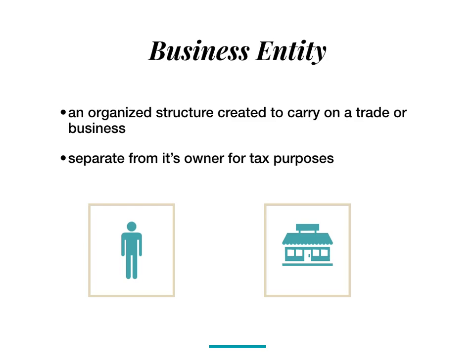A business entity is basically an organized structure created to carry on a trade or a business, and it's separate from its owner for tax purposes. So, in other words, a business entity is a formal structure that says this is a business, it is something separate from me as a person.